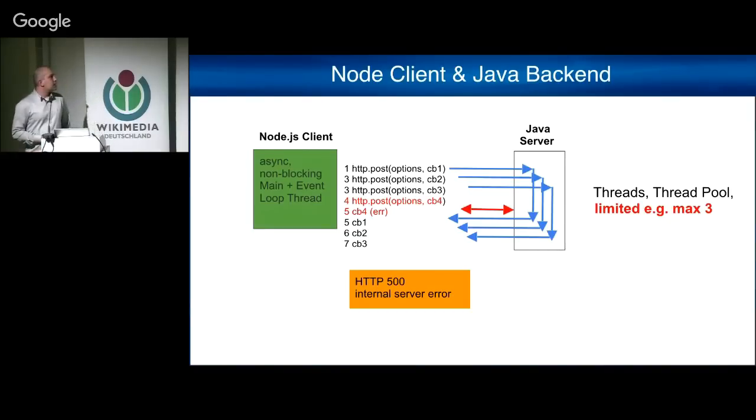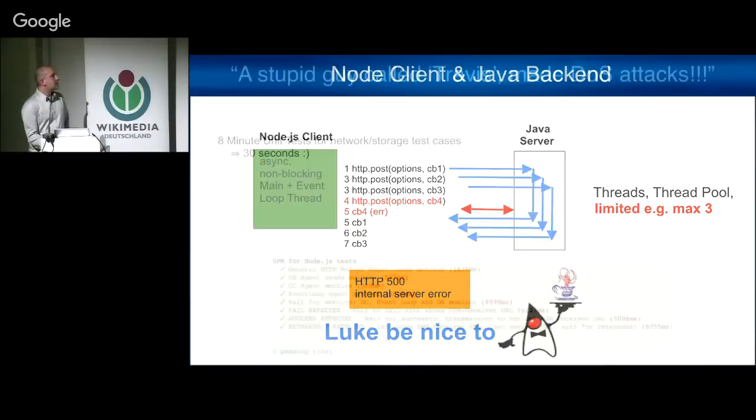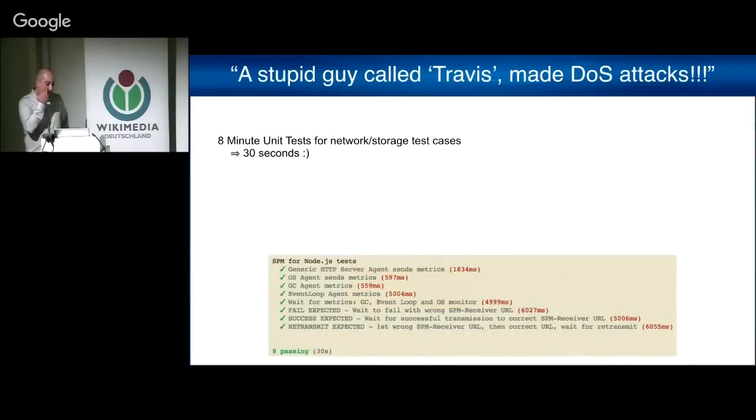So this is something I learned the hard way. So I learned: in a loop, be nice to Duke. I already killed a few Elasticsearch servers in the past. And with the Node.js monitoring, I had another issue.